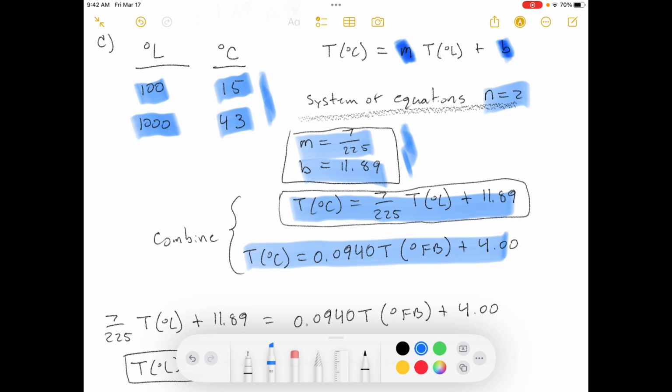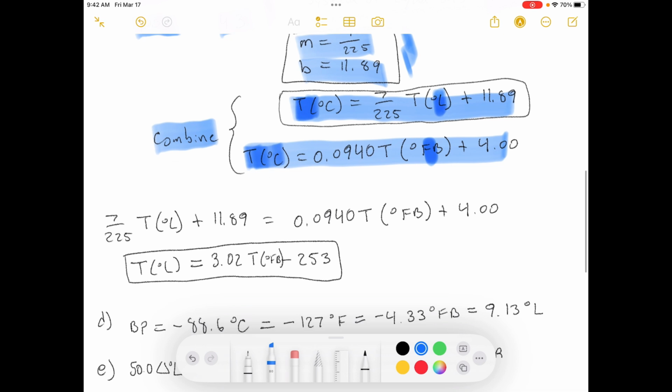Okay, so we combine these 2 equations, temperature and Celsius. If we combine these 2 equations and set them equal to each other, then we can have an equation that's in terms of Louis and Farblungit. Okay, and the temperature Celsius will cancel out. So let's go ahead and combine those. That's what I did here. Combine those, and then we just rewrite the terms so that it says Louis in terms of Farblungit. Okay, so that's it for part C.